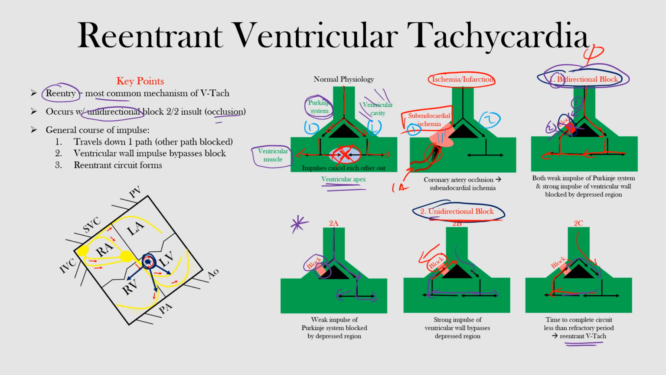Now, the general course of this reentrant form is that it travels down one path. The other pathway is blocked, as we saw. However, the ventricular impulse is able to bypass that depressed region on the way back up, so traveling retrogradely. And because of that, if the time to complete that circuit is less than the refractory period, we can have this reentrant circuit that forms.